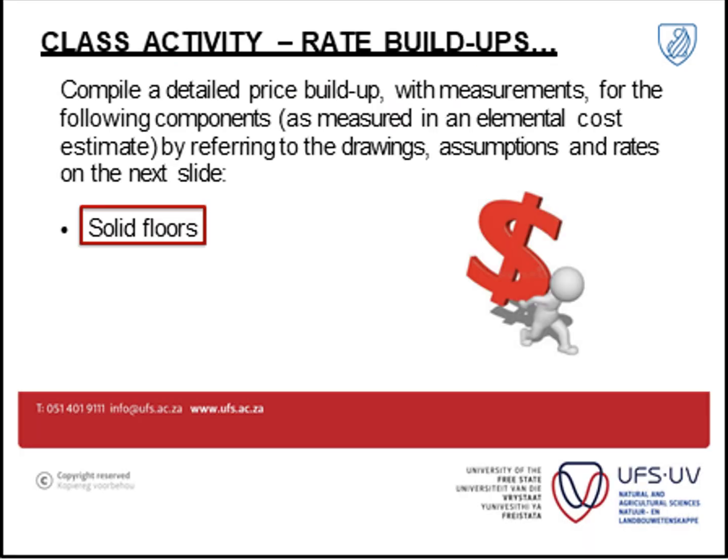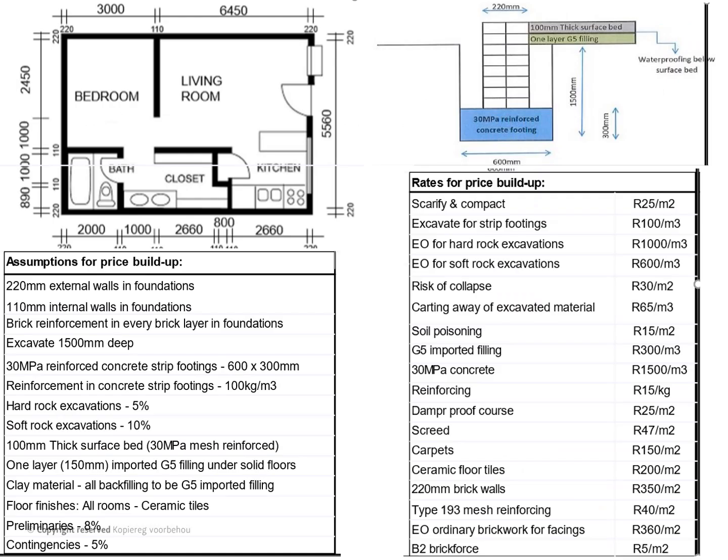So a class activity that we did, you can do this at home as well, is to compile a detailed price build-up for the measurement for the following components, measured in an elemental cost estimate by referring to the drawings, assumptions, and the rates. So you've got the following dimensions and the following information, and so forth. So the main thing is to look at what is included.